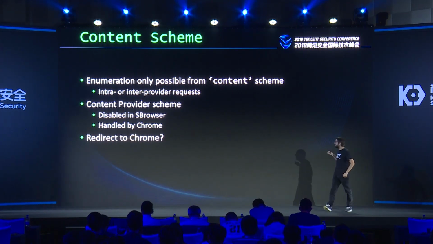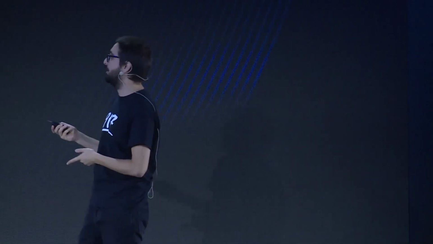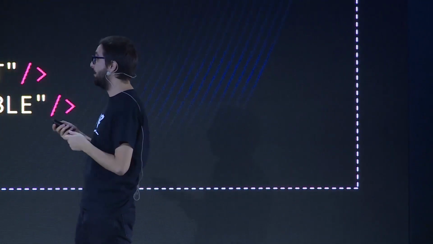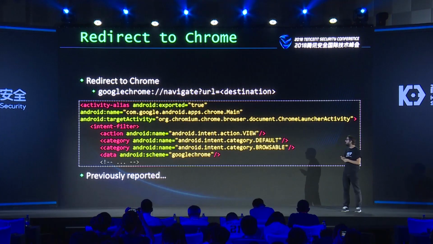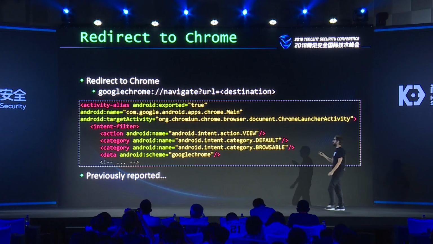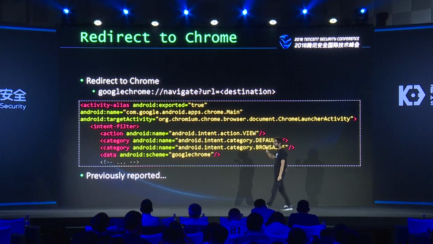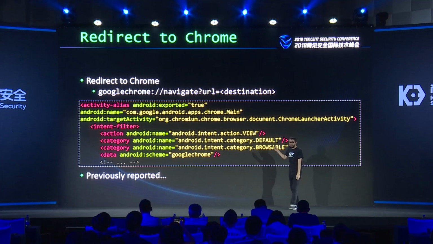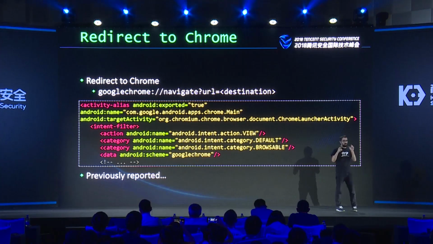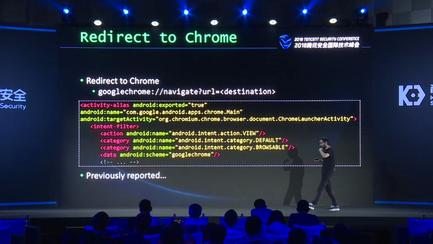Now, the content scheme is disabled in the default browser in Samsung, which is S-Browser. But it is implemented by Chrome. So can we find a way to jump from Samsung's default browser to Chrome without any user interaction? And it turns out we can. There is a poorly documented scheme called Google Chrome. We can use this scheme to redirect Samsung browser to Google Chrome. And the URL we pass as a parameter will be the one that will be opened by Chrome.